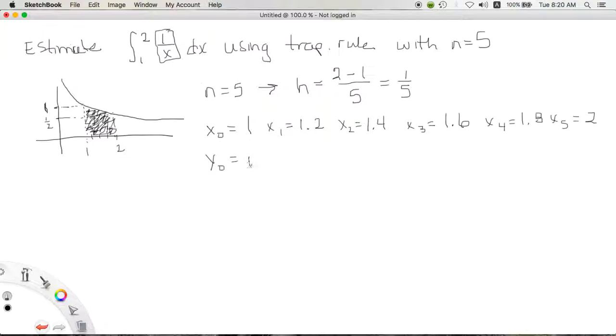So 1 over 1 is 1. 1 over 1.2 is 5/6. 1 over 1.4 is 5/7. 1 over 1.6 is 5/8. 1 over 1.8 is 5/9. And 1 over 2 is 1/2, of course.